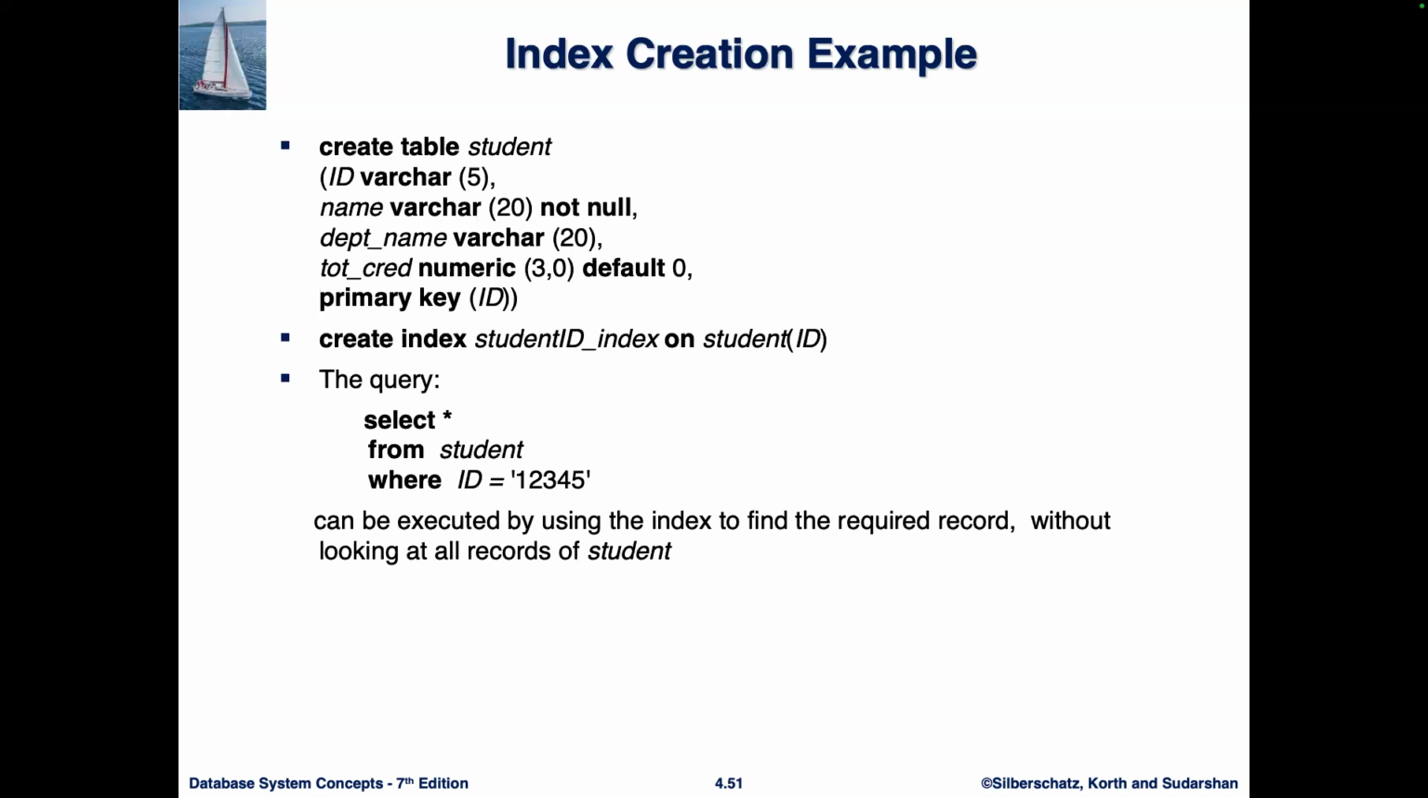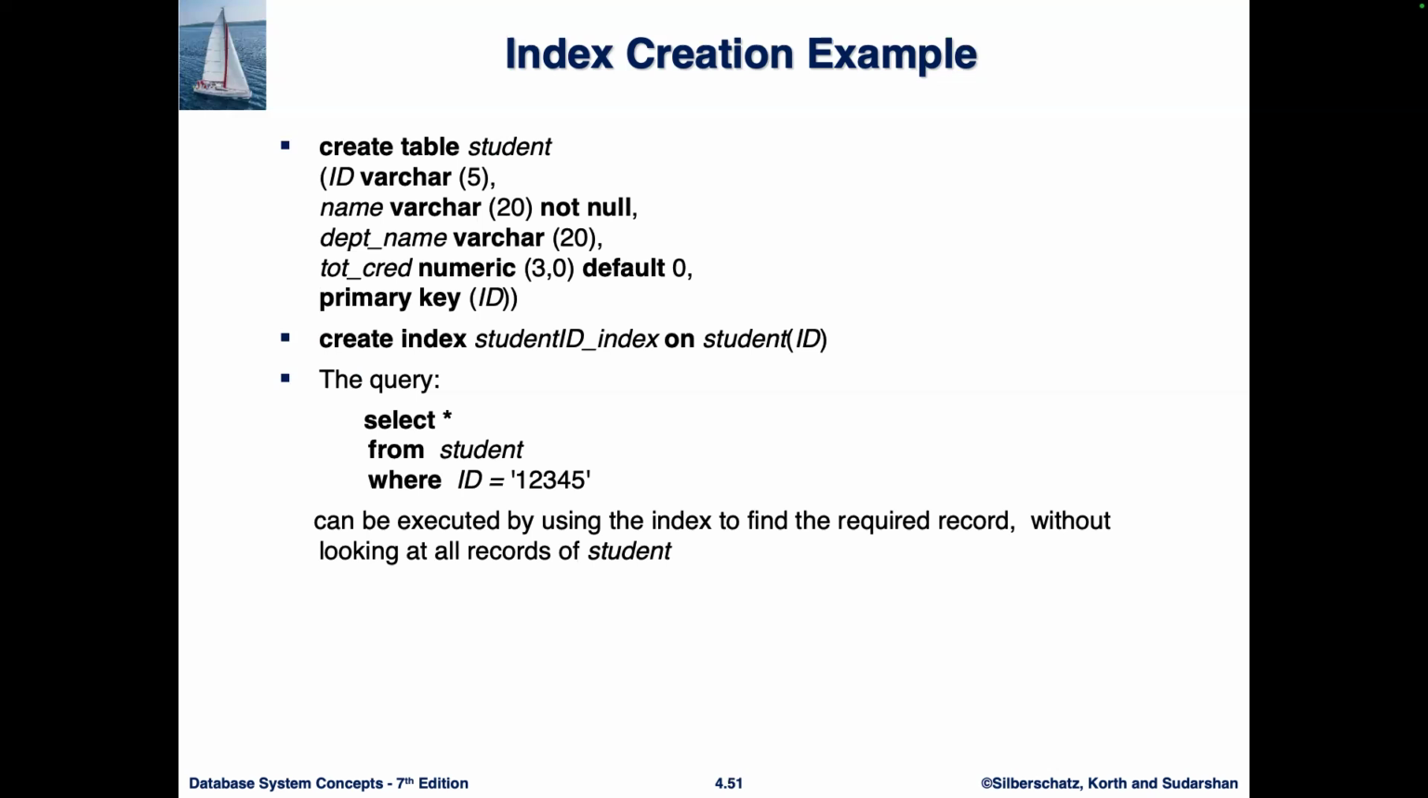Let's look at how an index can improve performance on a query in SQL. We have a student table defined like this: create table student (ID varchar, name varchar not null, department name varchar, total credit numeric(3,0), primary key ID). Now let's create an index on the ID attribute. Create index student ID index on student(ID).